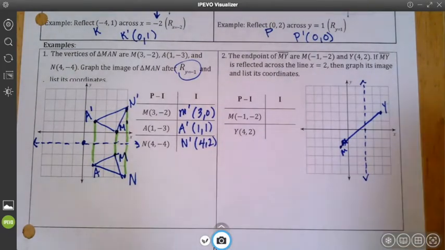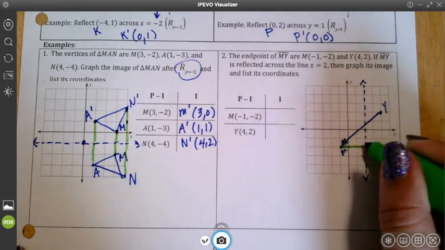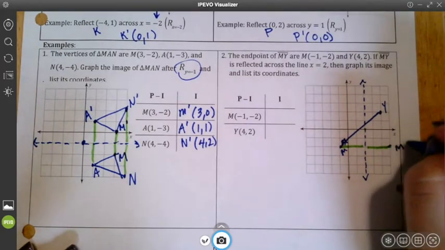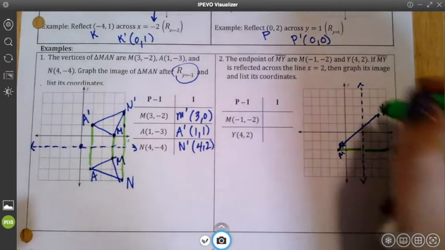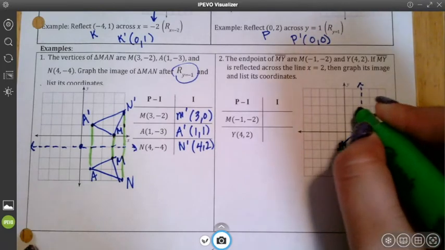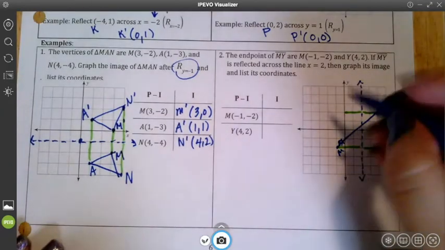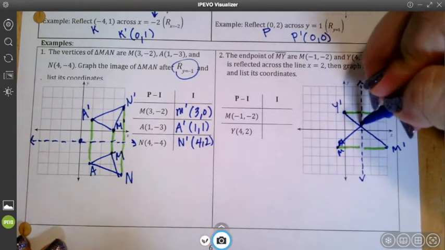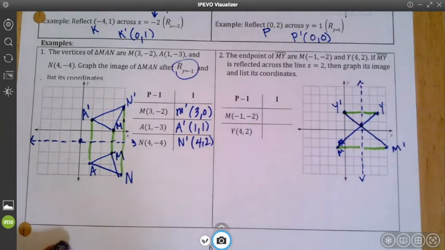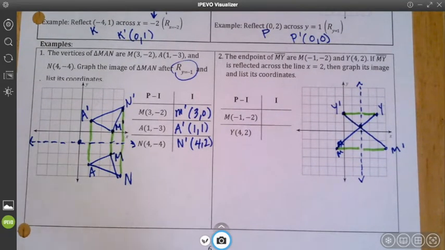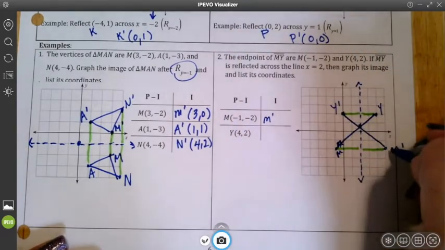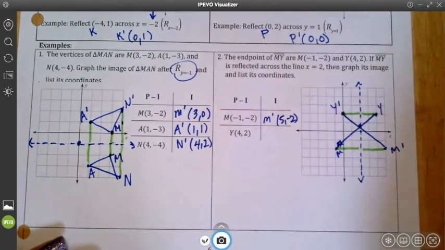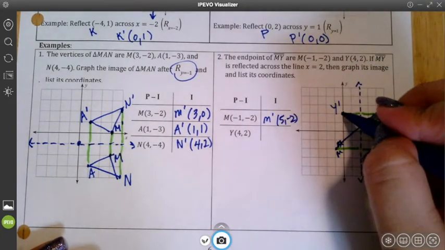So let's start with M. 3 units over, 3 units over. There is M prime. And then Y, 2 units over, 2 units over. There is Y prime. Notice that these two lines cross on the line of reflection, on the mirror. So we have that M prime is (5, -2). Y prime is at (0, 2).